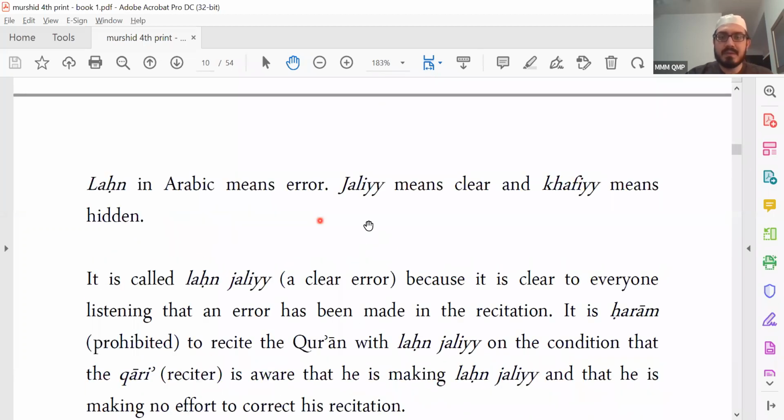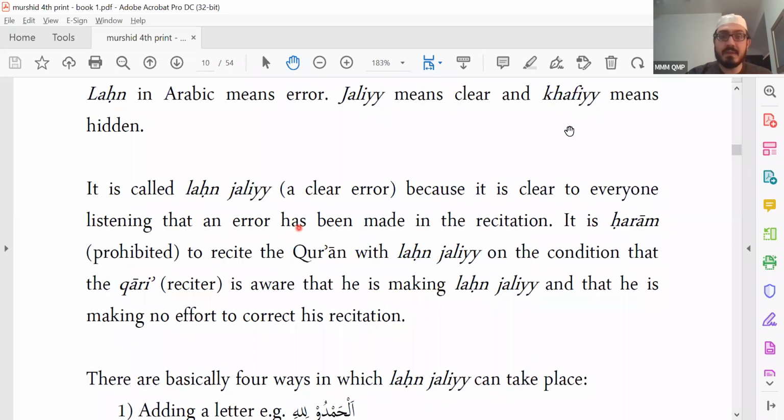So lahan again means error, jali is clear, khafi is hidden. It is called lahan jali, which is a clear error because it's clear to everyone that they're making a mistake. So for example, let's say you're reciting Surah Al-Fatiha and someone says, Alhamdulillahi, right? Right away, everyone's going to say, no, hold on a second, that's wrong. So that's a clear error, a clear mistake.